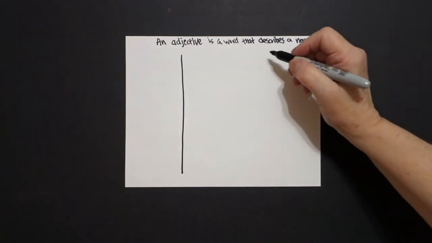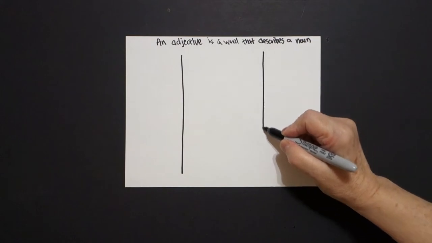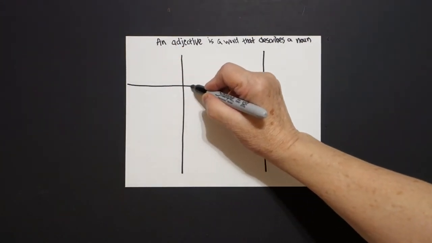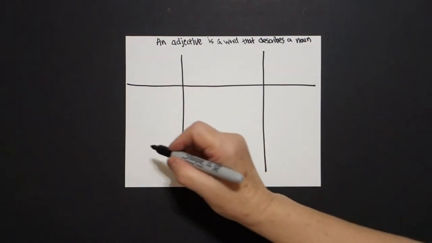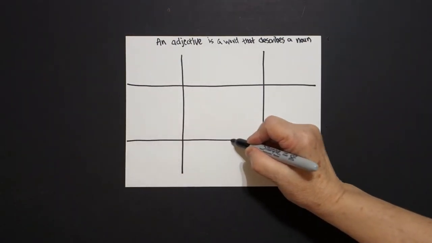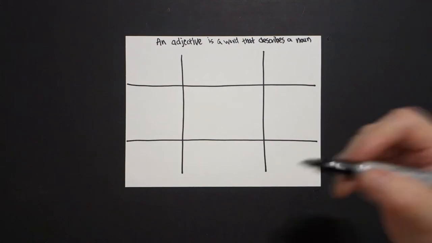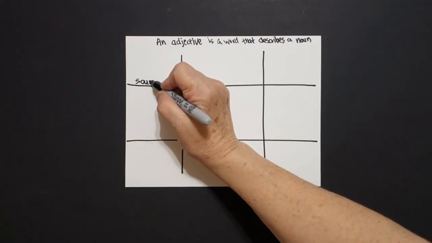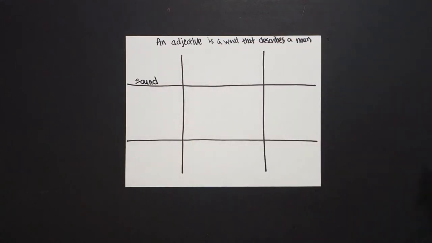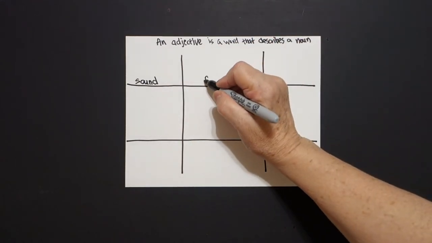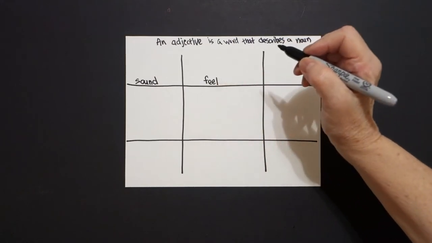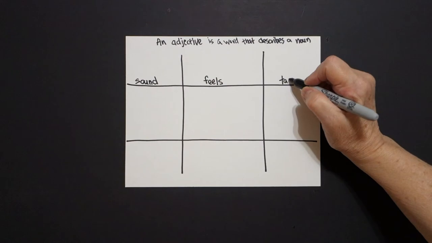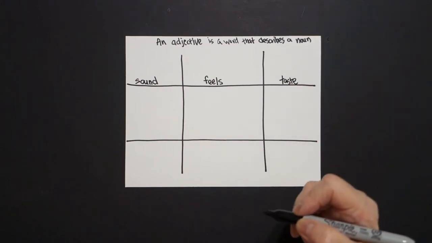Straight line down on the left, straight line down on the right. Come back to the left, straight line across. One more time, straight line across. This box up here, I'm going to label sound. That's for a sound adjective. The next box, feels. And this top last, taste. And you'll understand once we go through them.